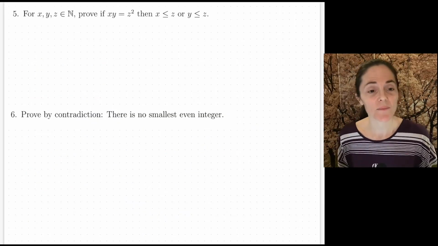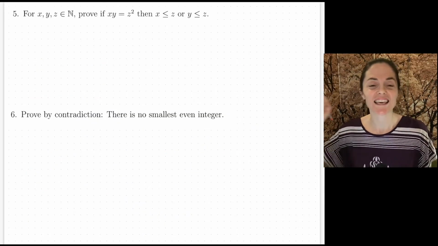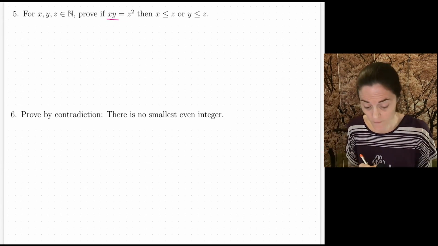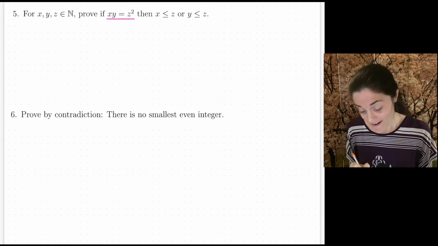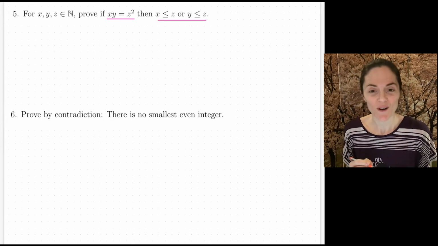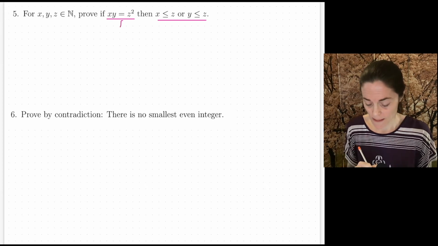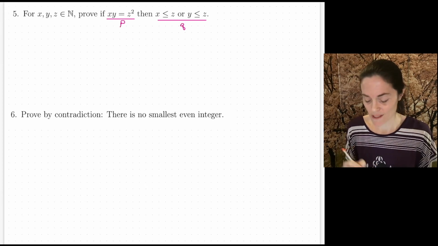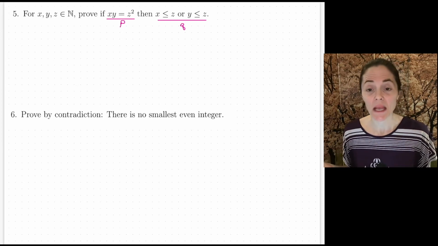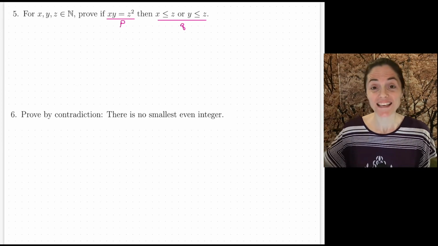Number 5, for x, y, z natural numbers, we will prove the following. If xy is z squared, then x is less than or equal to z, or y is less than or equal to z. This is an implication. I can label this p and this q. Then we have p implies q. You notice q is an or.